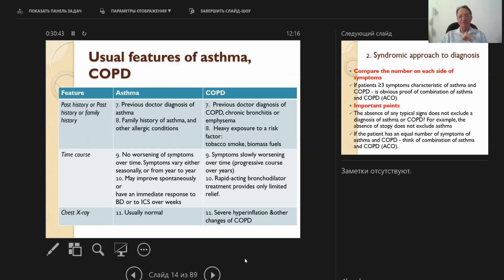But in case of COPD, symptoms slowly worsen over time, a progressive course over years. And rapid-acting bronchodilator treatment provides only limited relief, because by the way, it's not an absence of response.